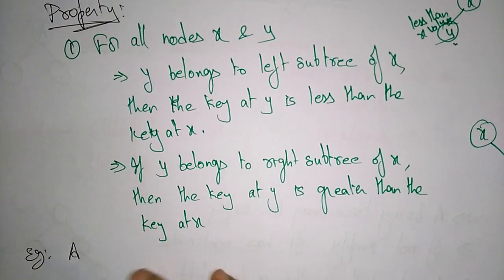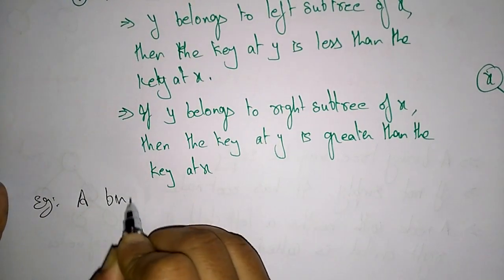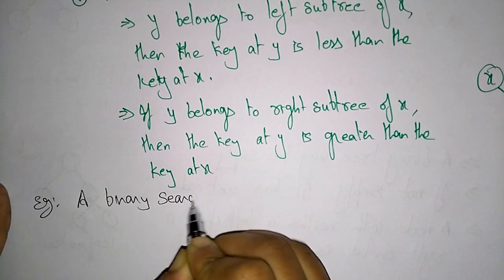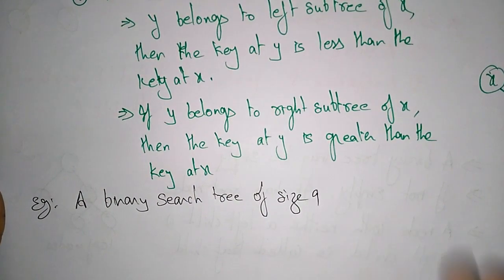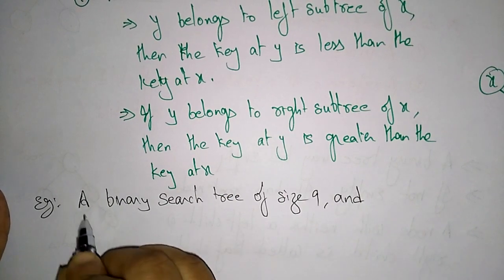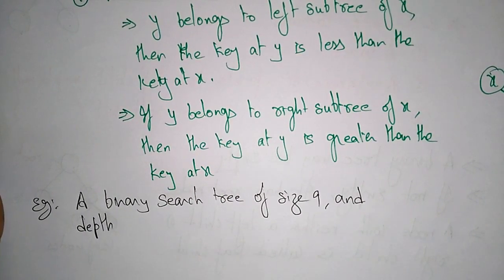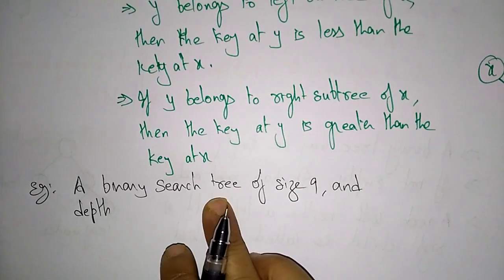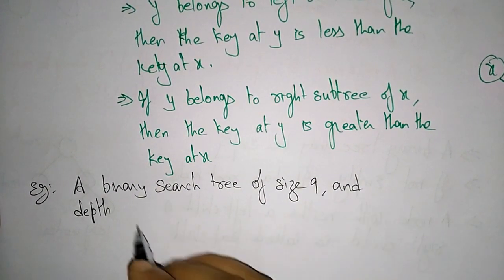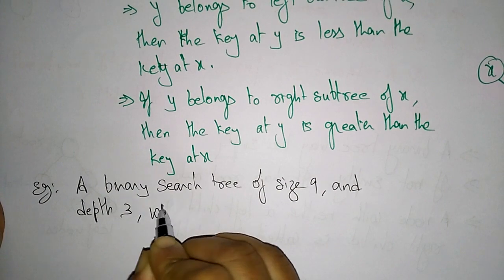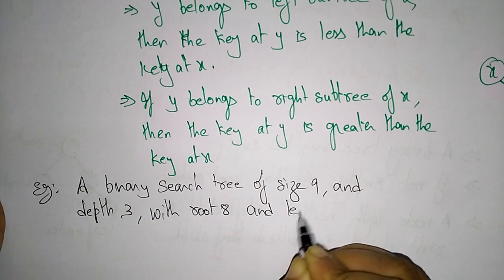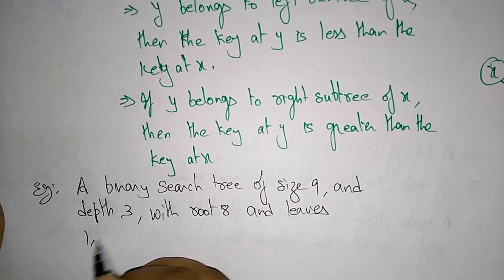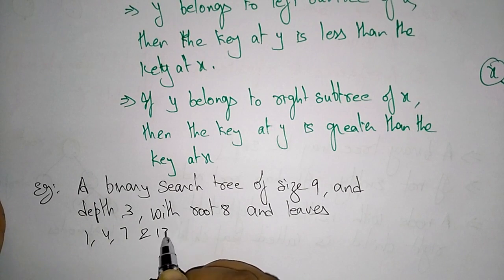Let me write a binary search tree of size 9. I'll explain what size 9 means also. And here are some constraints, with which I'm constructing the binary tree. A binary search tree of size 9 and depth 3, with root 8 and leaves 1, 4, 7 and 13.